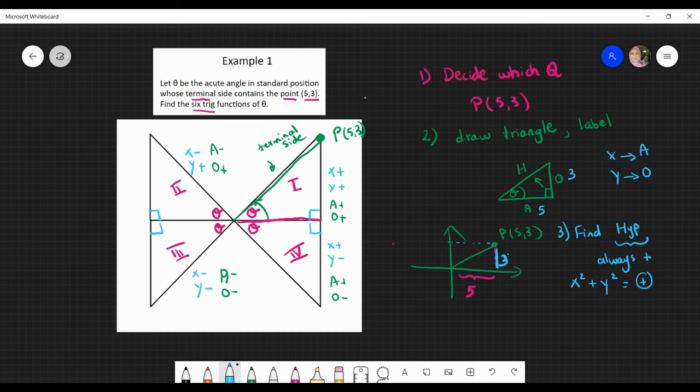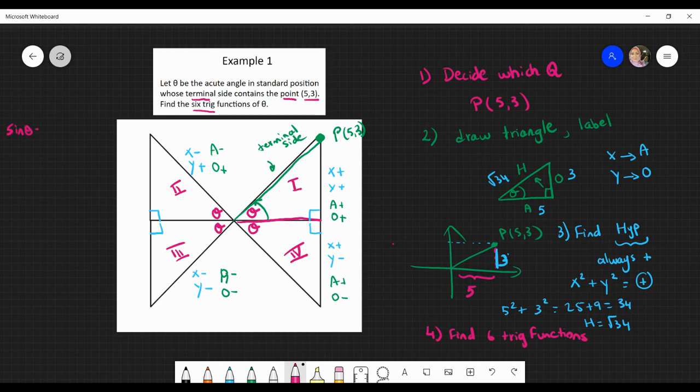In this case, I'm going to do 5 squared plus 3 squared, which gives us 25 plus 9, 34, and the hypotenuse will be the square root of 34. I'm going to place this on the triangle. And now, as a fourth step, it will be very easy to find the 6 trig functions. Remember, your answer has to be rationalized, so I'm going to write them to the side.